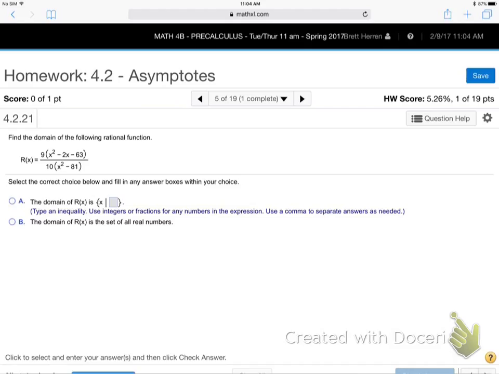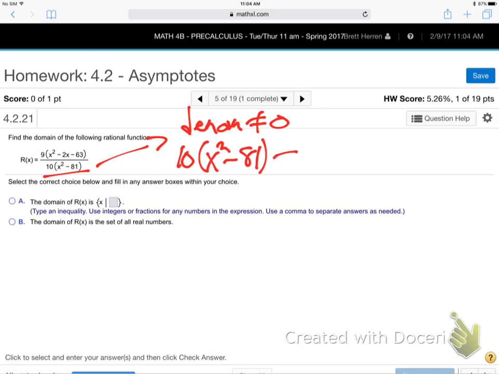All right, try that one. Same thing, domain. So denominator cannot equal 0. Like that. So what do you do about that 10? You could, but we like things factored. We could factor the rest of the way, huh? X plus 9, x minus 9, like that.